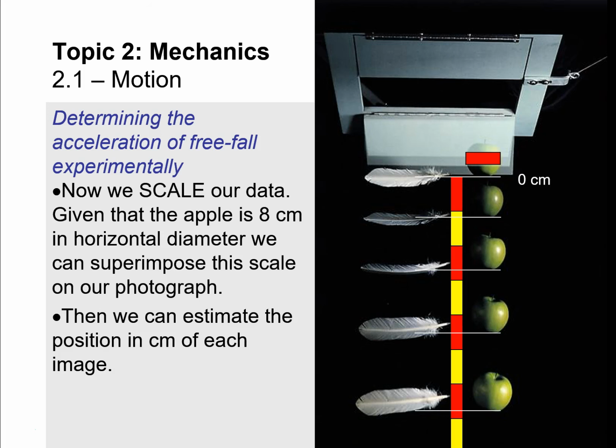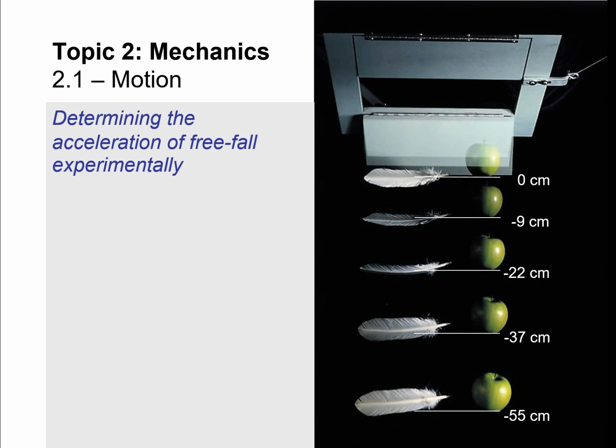Okay, so that would be a 0, and then about -9, a bit more than an apple, -22 centimeters, -37, -55 centimeters. Notice that what he's doing here is setting a reference frame that is 0 at the point where the apple is first observed, and positive vertical up. That's what he's doing, which is not mandatory, but is the most common thing that people do.